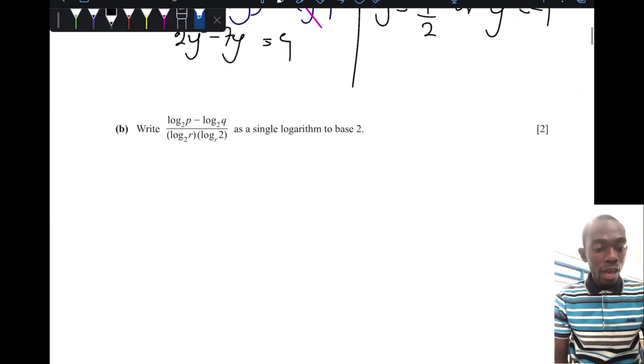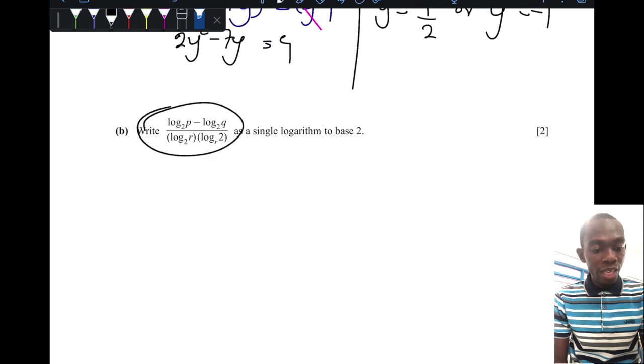The next thing is that you want to write this whole thing as a single log to base 2, as a single log to base 2. All right, so let's start with the numerator.